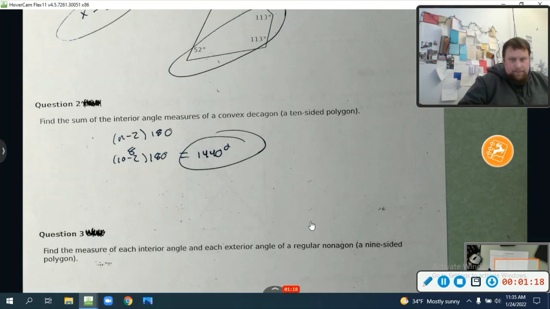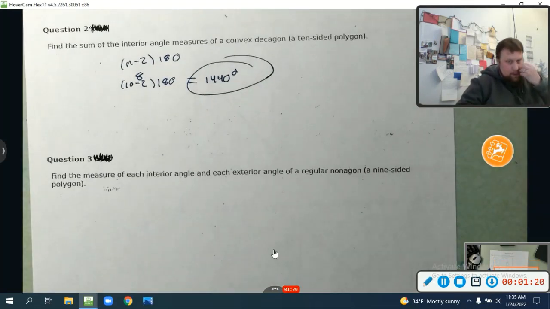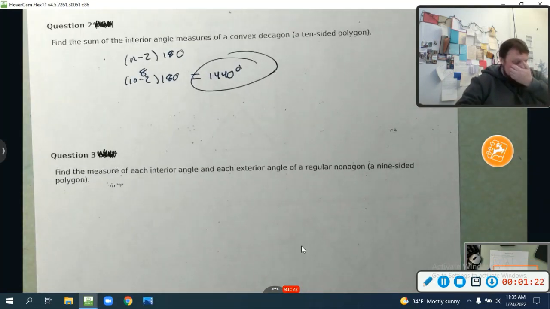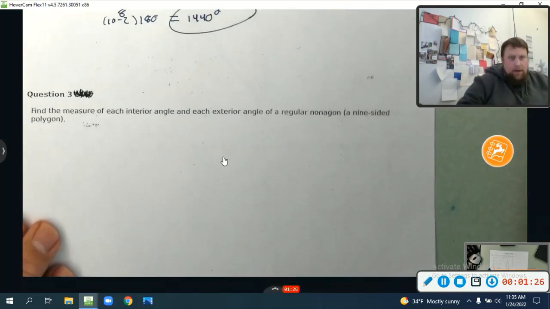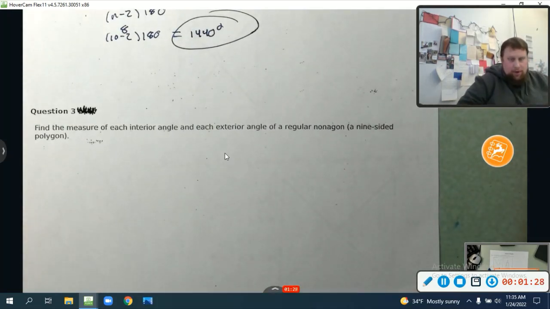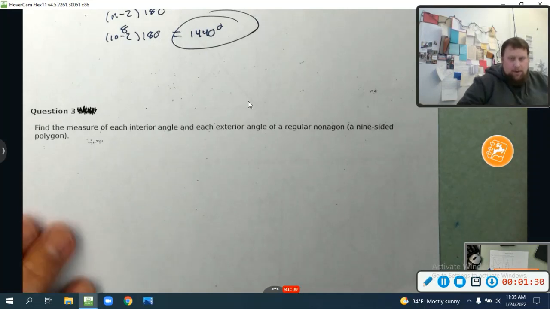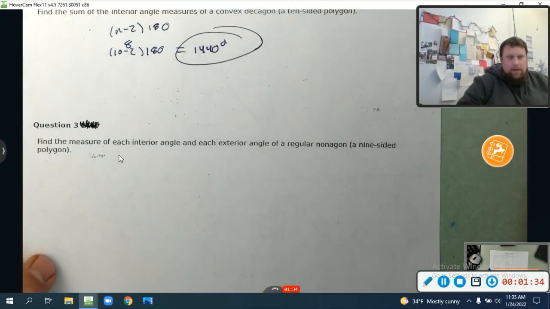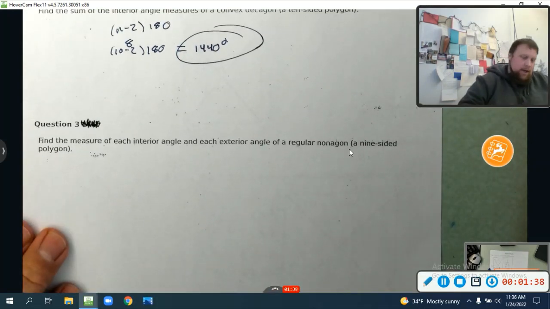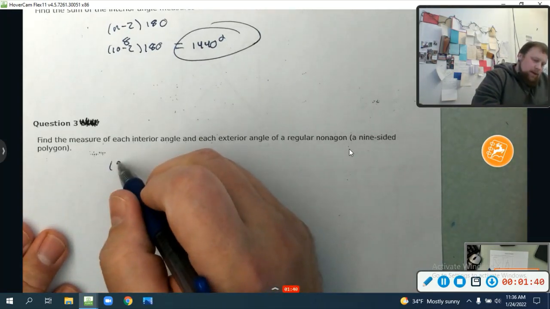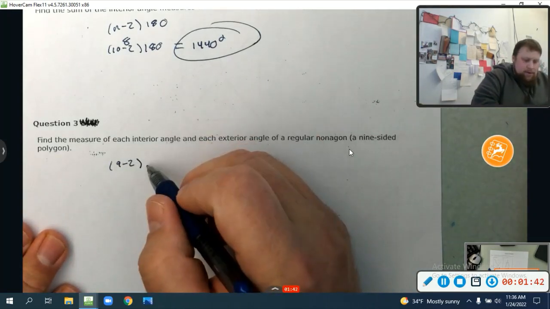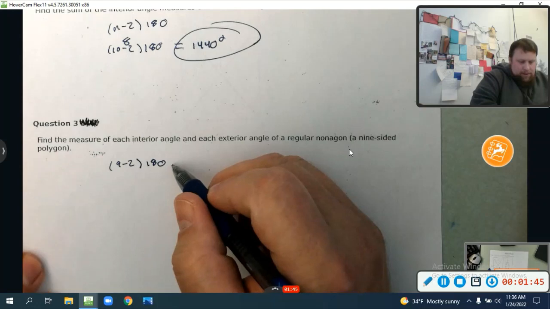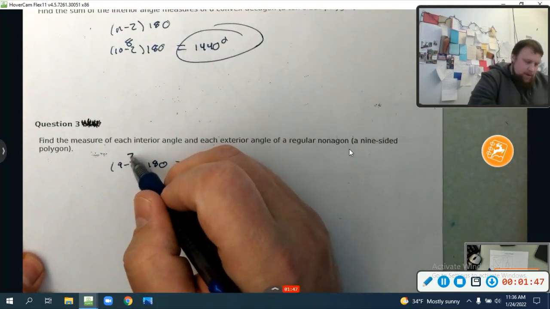Awesome. Don't forget, convex just means it's flat-sided. It's just not like concave where it's like sinking in. Find the measure of each interior angle. Now this is different. This doesn't say the total interior angles, right? The interior angle measure, the total thing. This is each interior angle and each exterior angle of a regular nonagon, a 9-sided polygon. Okay, again, 9 minus 2 times 180 will get the total measure, which is going to be 7 times 180.